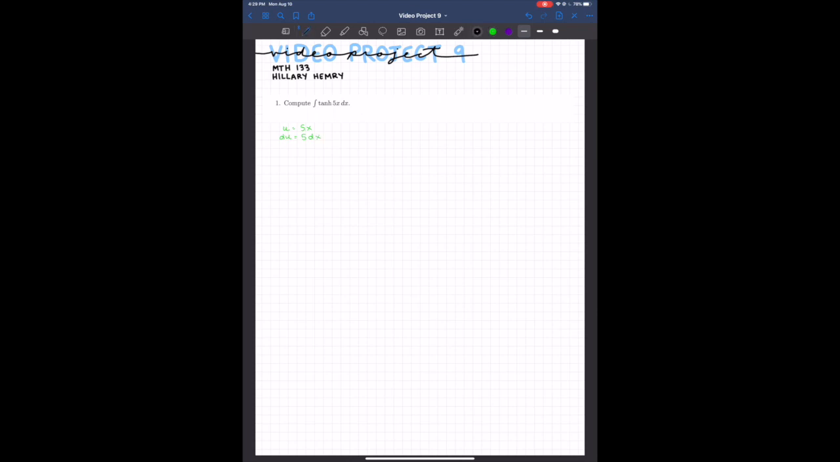So now that we have our u substitution, I'm going to rewrite the integral. Our new integral should come out to be 1/5 tanh of u du. And this is going to make it easier for us to figure out what to do with that hyperbolic function of tangent.